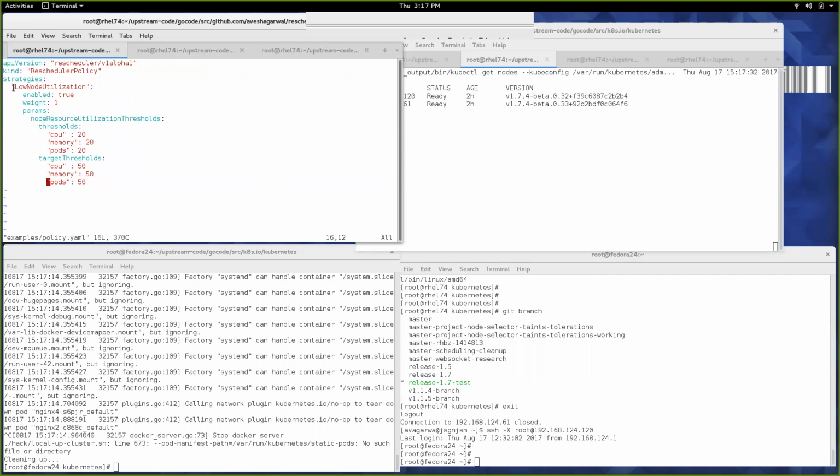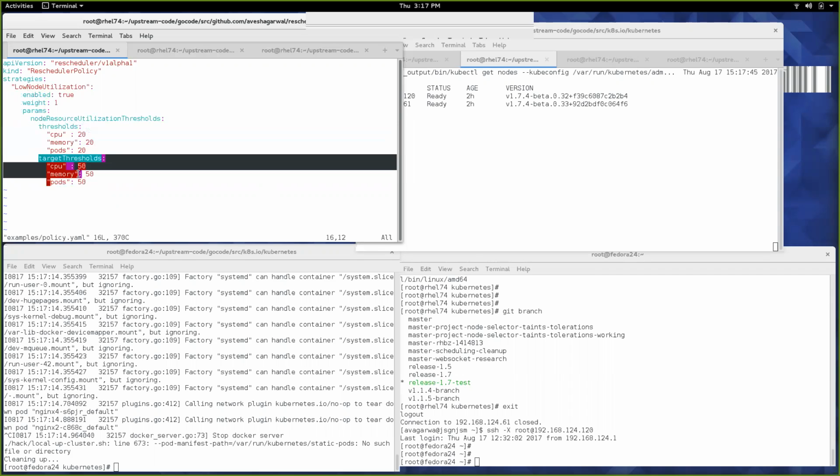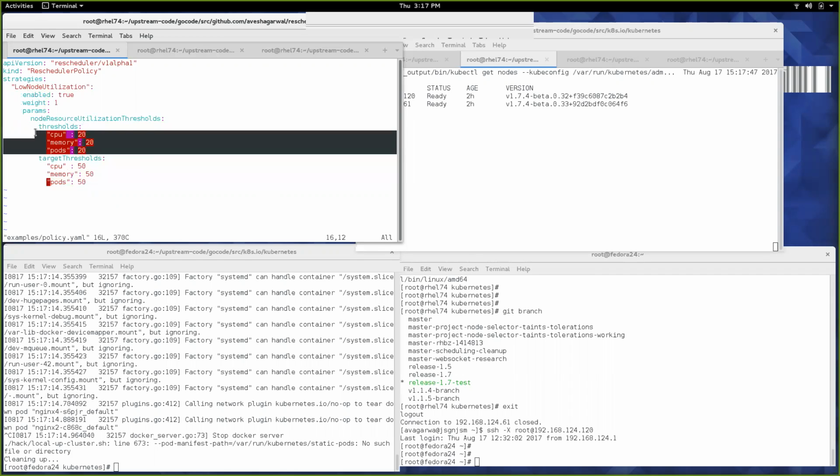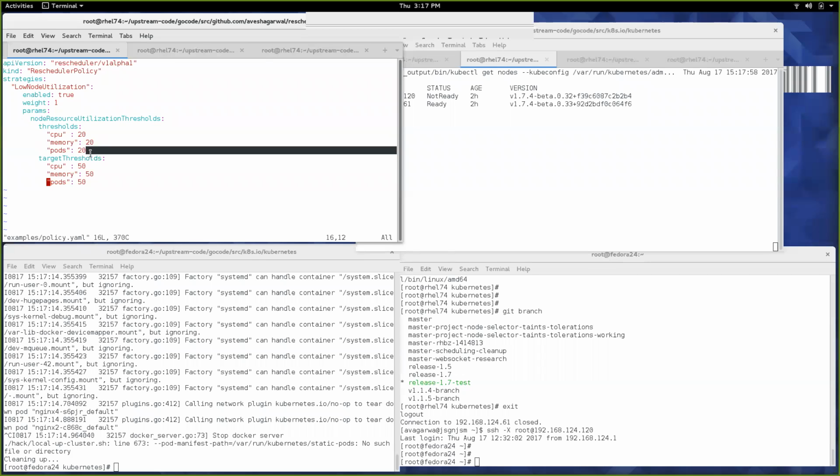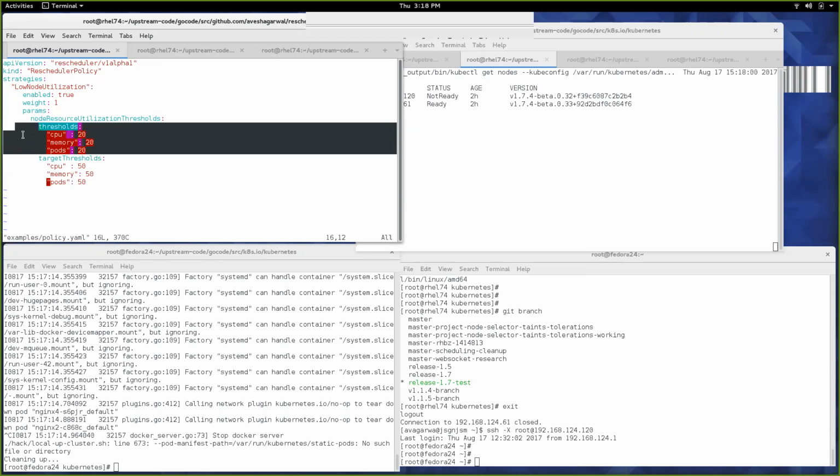So if you see this, the first strategy did not have any parameters. But for this strategy, low node utilization, I told you there are 2 thresholds, threshold 1 and target threshold 2. All these thresholds are in percentage. When the CPU usage is less than 20%, memory is less than 20%, and pods are under 20%, that means that node is underutilized. If all these metrics, CPU, memory, and pods, are under 20.